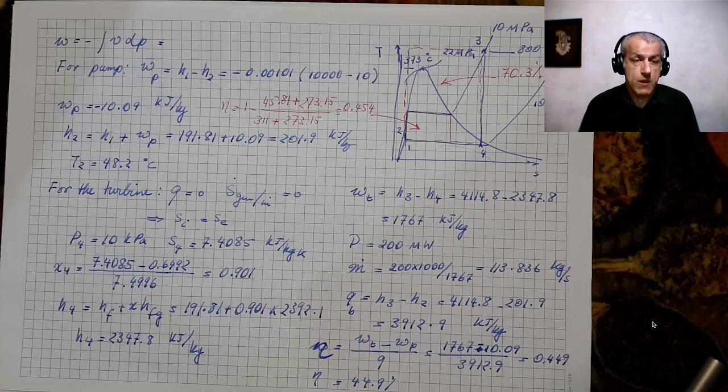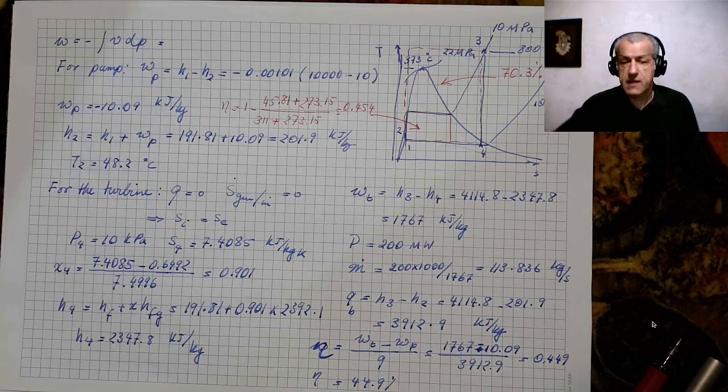44.9%. Well, this was our problem for the simple, very basic Rankine cycle, steam turbine cycle, but the Rankine cycle has many alternatives, and I will try to show you and calculate for you a few of them in my next videos. Cheers!